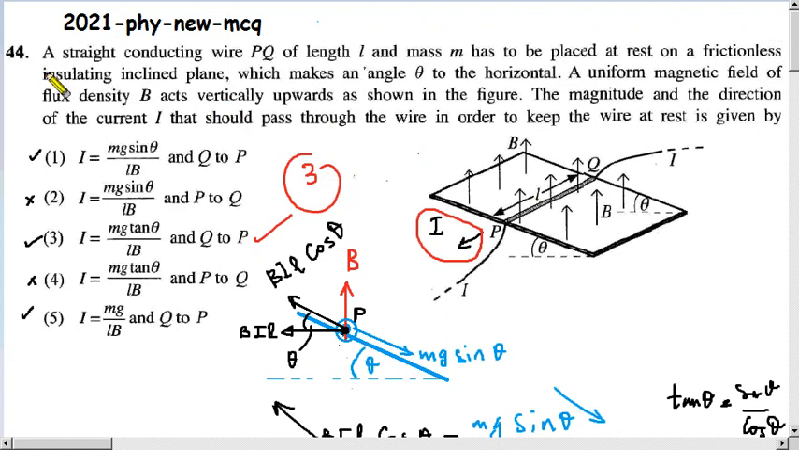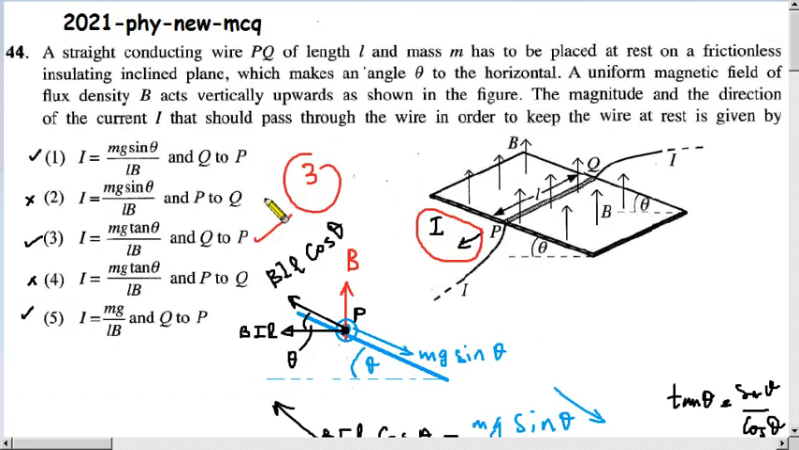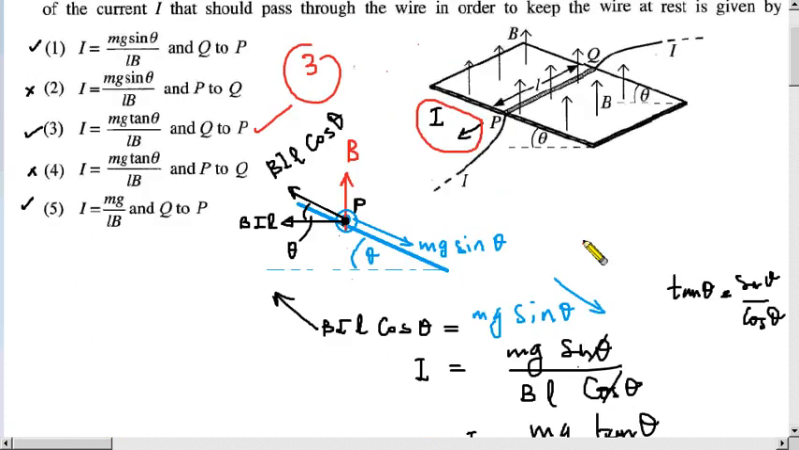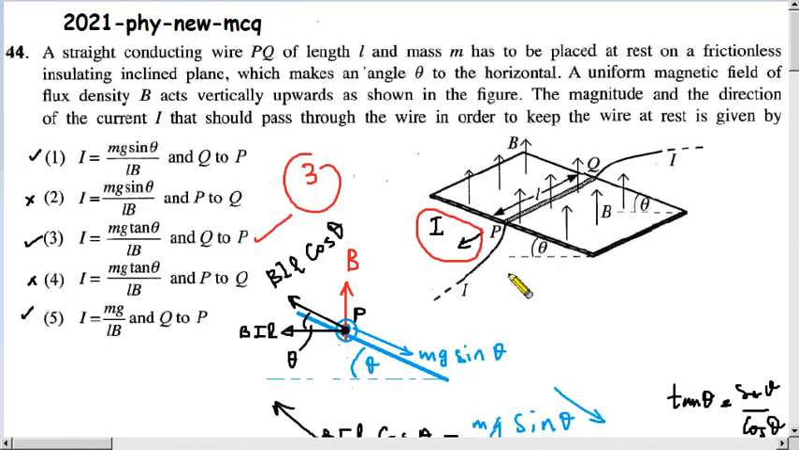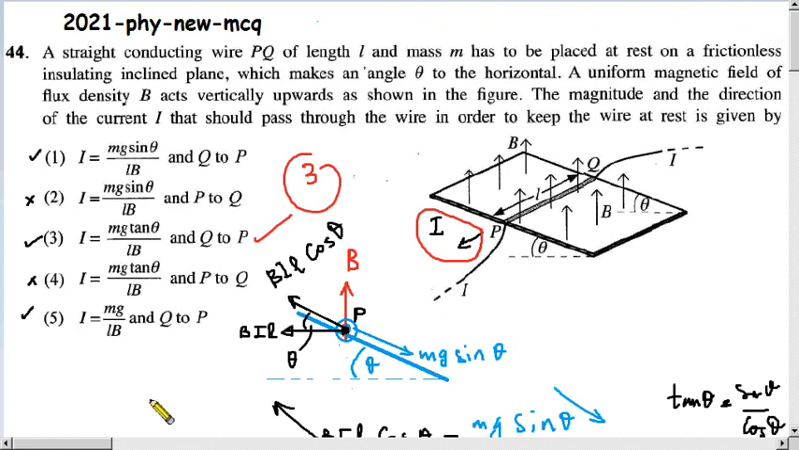So let us check the answer sheet, question number 44. The answer is the third one. We have chosen the third one. Yes, correct. We obtained the third one as the answer. So children, I think you can understand it. Let us do some more target questions. Then you will understand better.